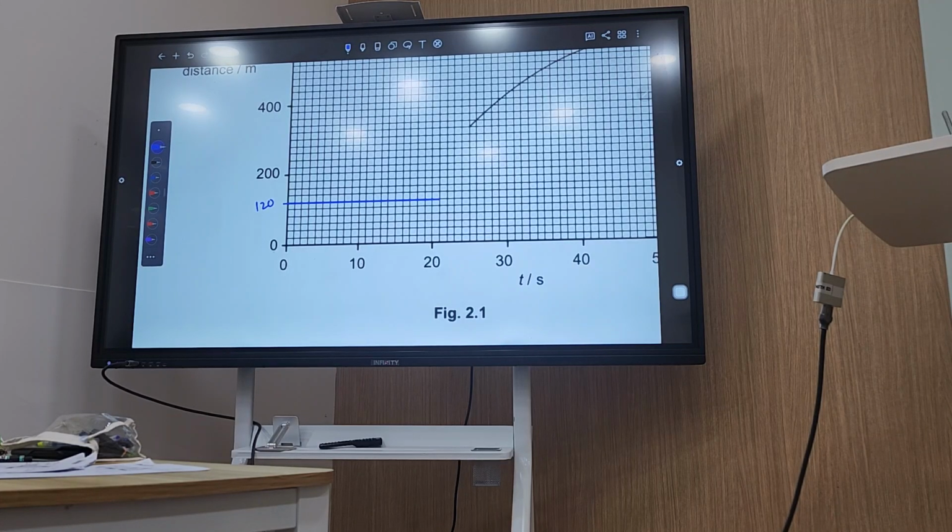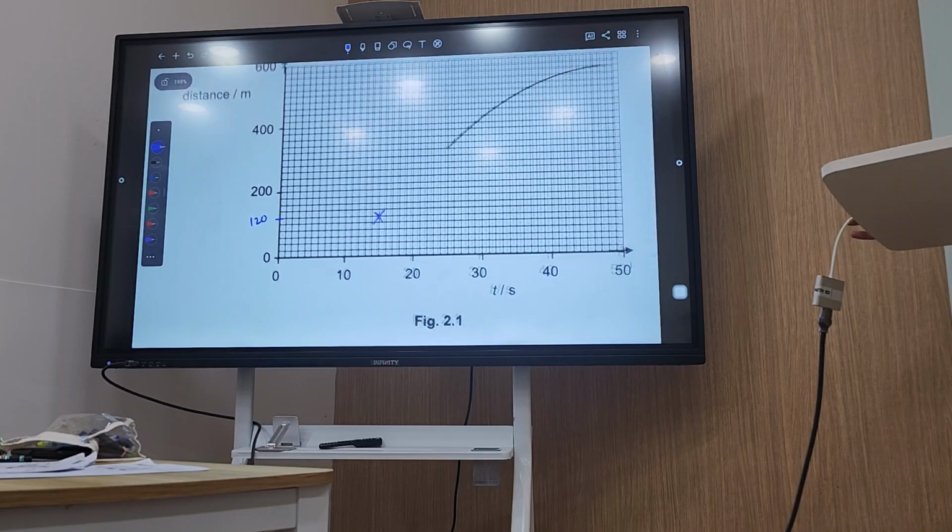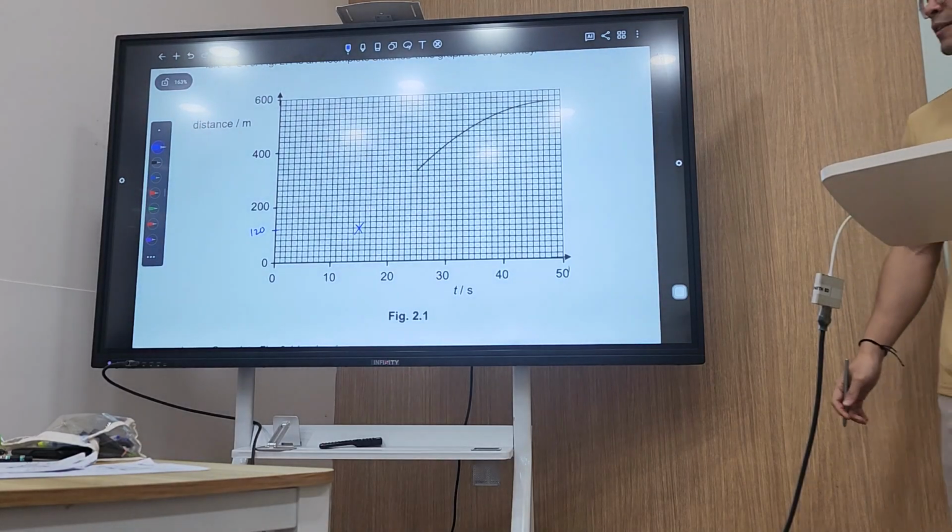120 crisscross with 50. If you manage to get this, it means you're quite high already. Okay? Anybody manage to get it? Got it? Very good. Okay, how do I know that it's 120 at 15 seconds?